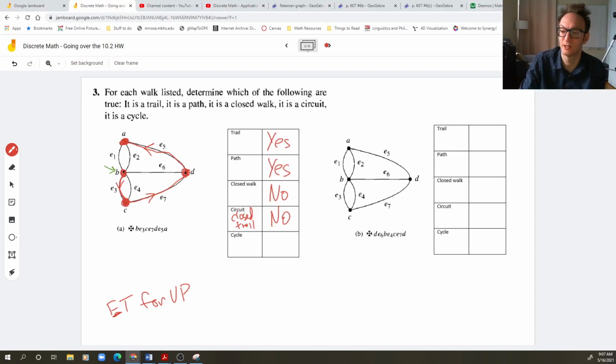And is it a cycle? Also no, because a cycle starts and ends at the same vertex and visits every vertex exactly once except for the first and last vertex. Okay, that was pretty easy.